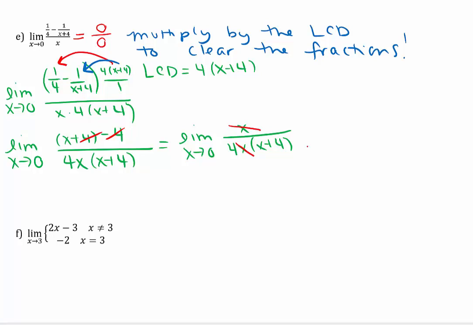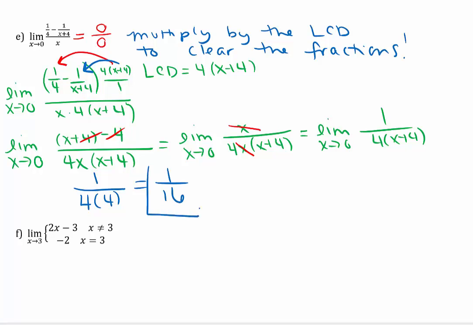Finally, I have a common factor of x. I am going to cancel that out, and I'm left with limit as x goes to 0 of 1 over 4 times x plus 4. Once we do our canceling, to finish this problem, we are going to plug in x equals 0, and we get 1 over 4 times 4, or 1/16. So anytime we see fractions within fractions, this is our strategy. We're going to try to clear the fractions and simplify as much as possible.